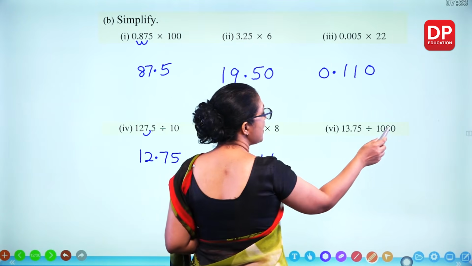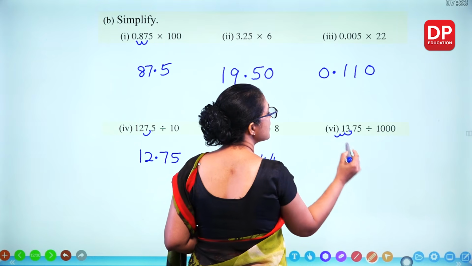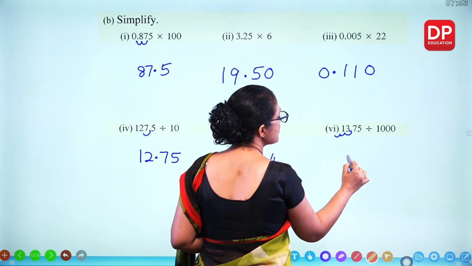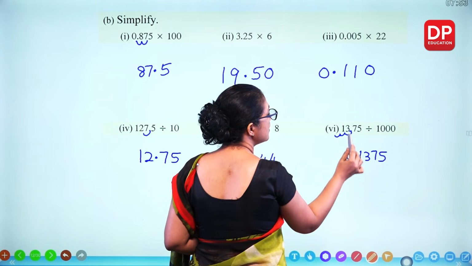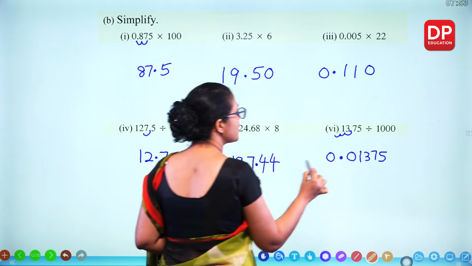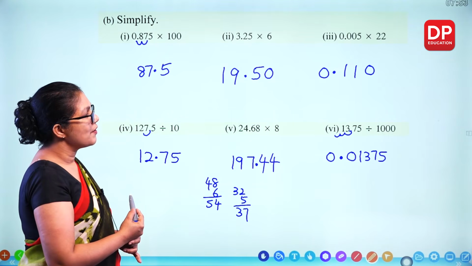This one, divide by 1000. Move the decimal place 3 places to the left. So what's the answer? 1, 2, another one, 0, 1, 3, 7, 5. Here, 1, 2, 3. So this is the decimal point. 0.01375.